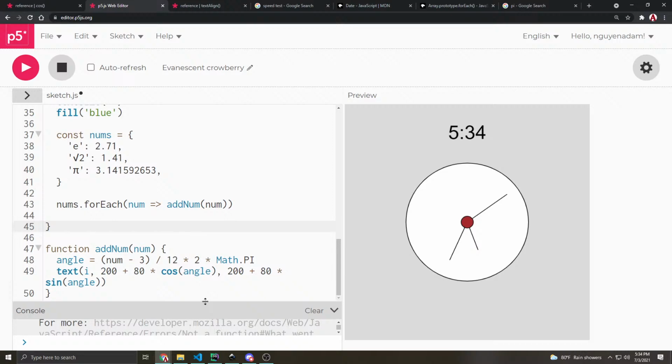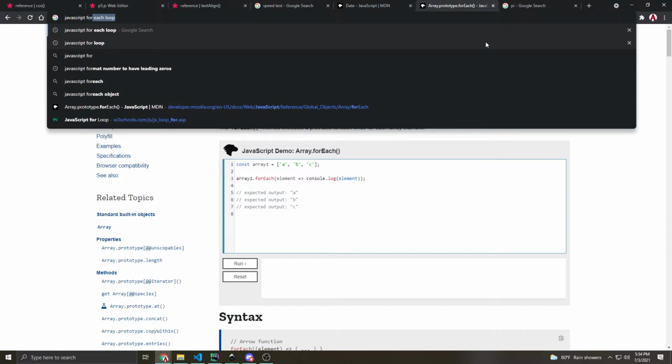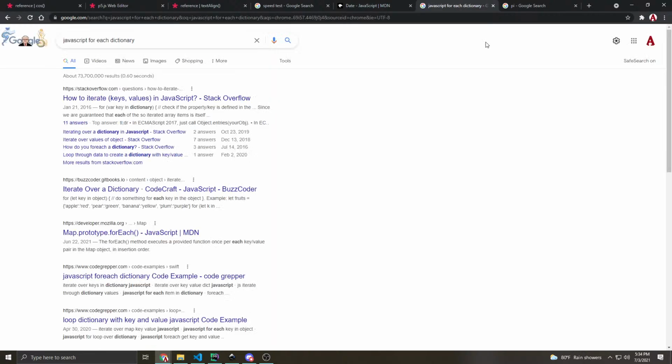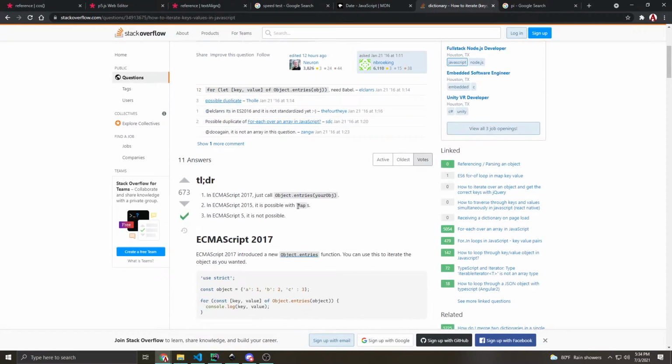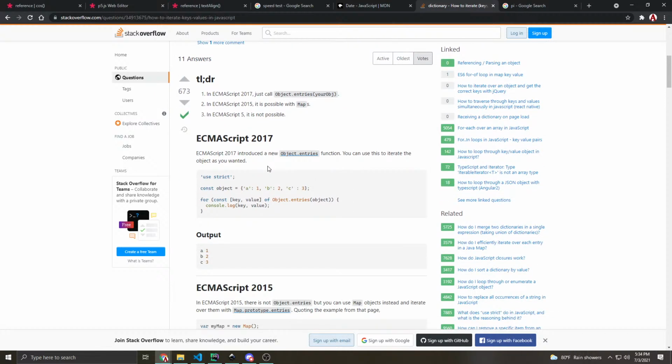We can't call forEach on the dictionary. Isn't it a type of an array, or is it its own thing? Wait, is it JavaScript? Oh, yeah. Okay, JavaScript. I have found some code that we can use.